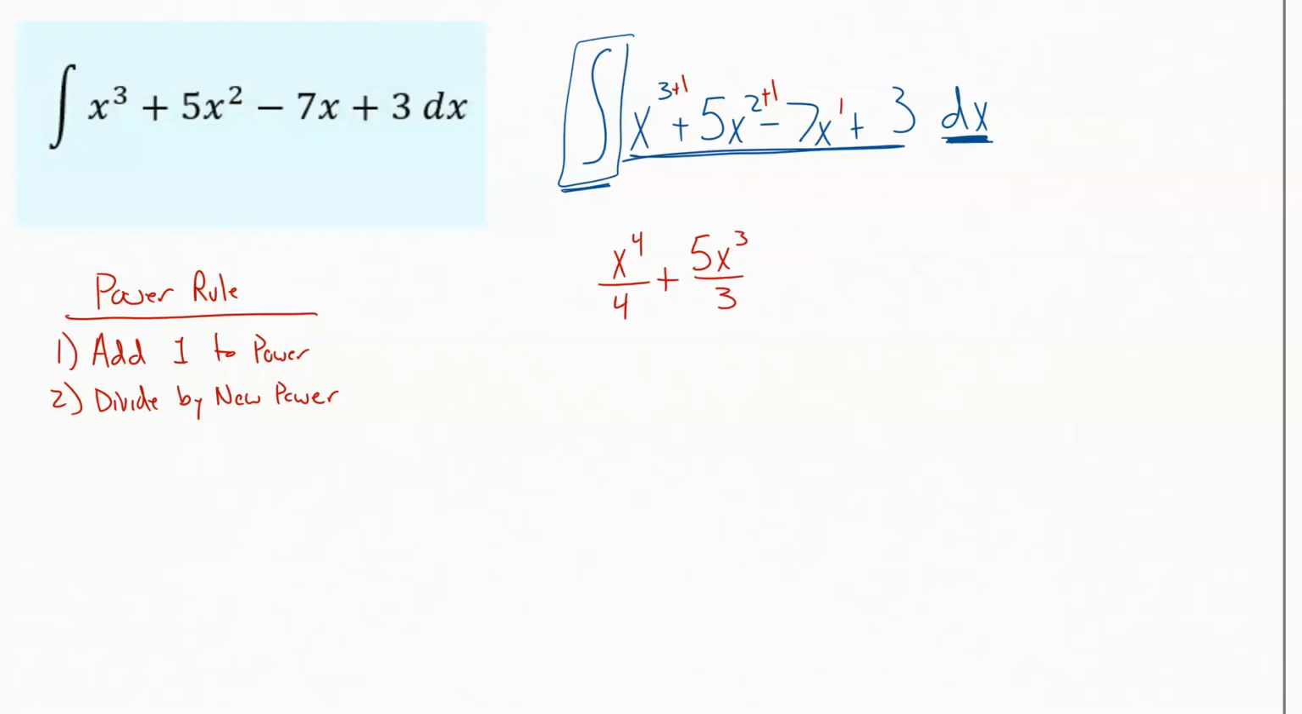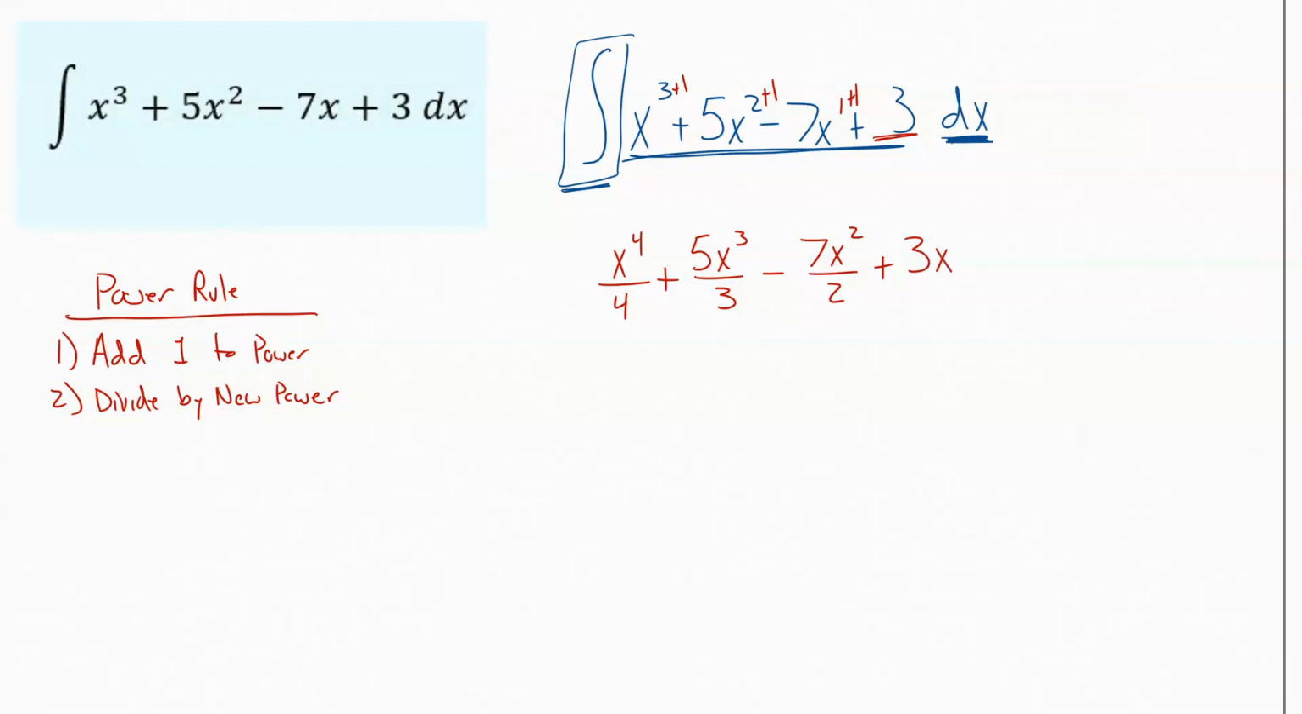Then we have an unwritten one for our power here, so add 1 to the power. We get minus 7x squared, and then divide by that new power. And at the end here, we've got a number by itself, a constant. Numbers by themselves when we were taking derivatives went away. When we're undoing derivatives, when we're doing antiderivatives, numbers by themselves gain an x. And so that's going to be 3x.